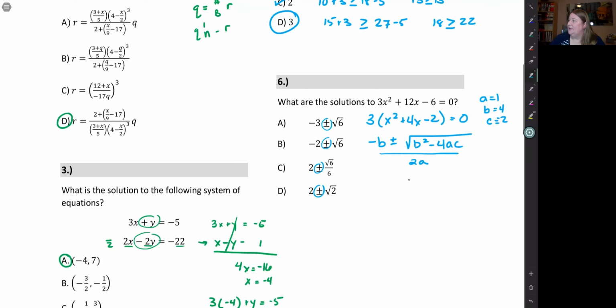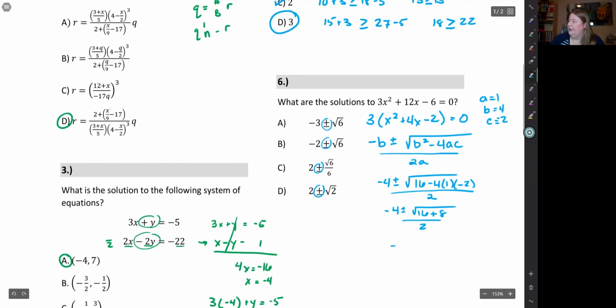And let's plug it in. So it's going to be negative 4 plus or minus the square root of 16 minus 4 times 1 times negative 2, all over 2. And that's negative 4 plus or minus the square root of 16 plus 8, all over 2. Negative 4 plus or minus the square root of 24, all over 2.